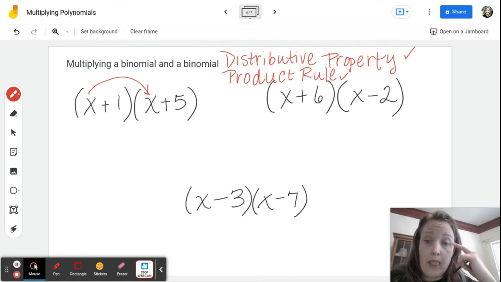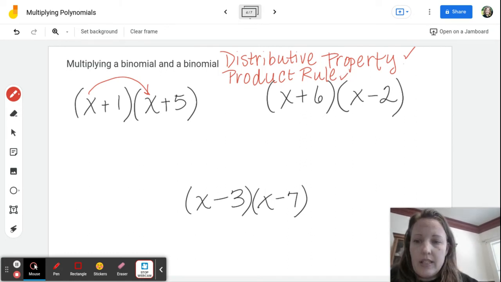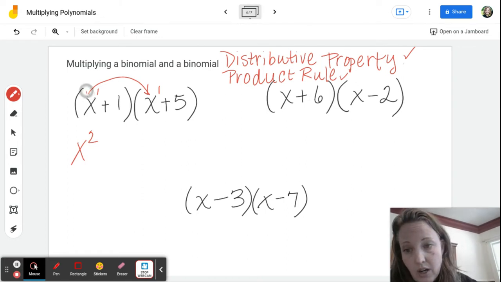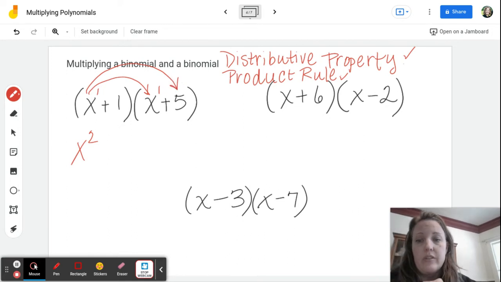Okay, so this is x to the first and x to the first, right? So we're going to write that. There's no coefficient, so that's something we don't have to worry about. So x to the first times x to the first is x to the 1 plus 1, which is 2. Now, I have to distribute this x also to this 5, okay? So we're going to do x times 5 times a positive 5 is a positive 5x. And then I'm going to come to the other part of this binomial, this constant 1.